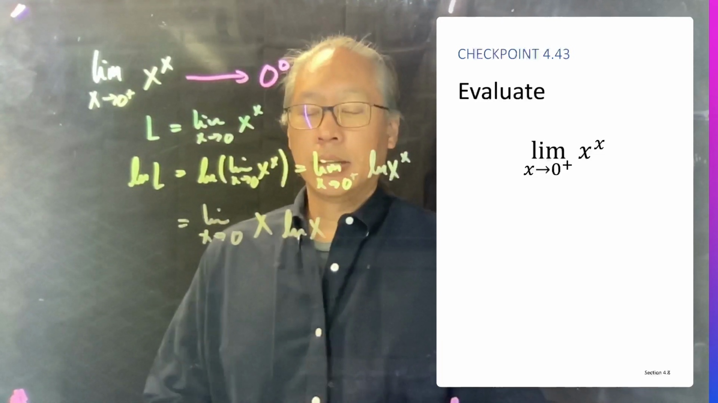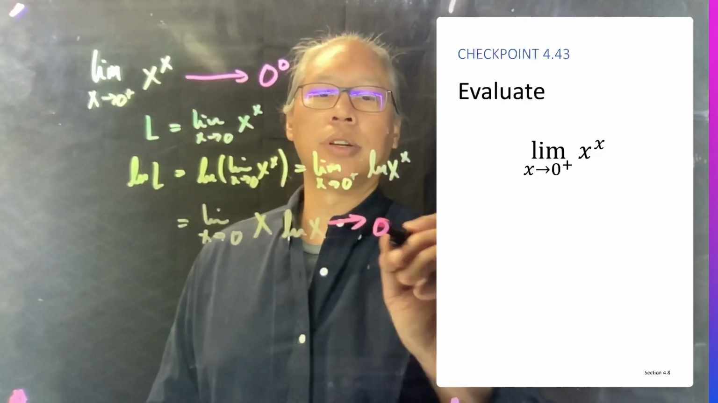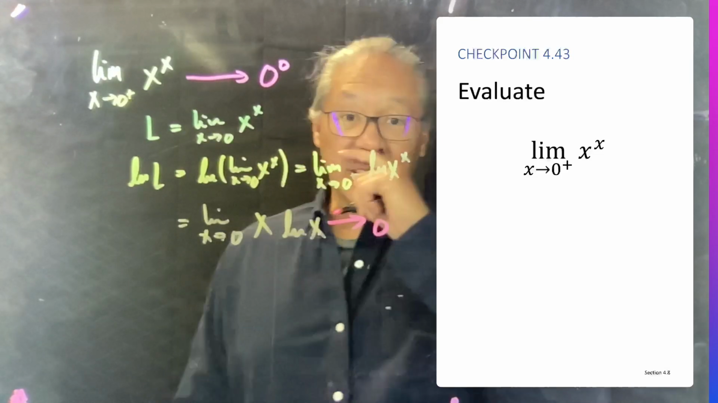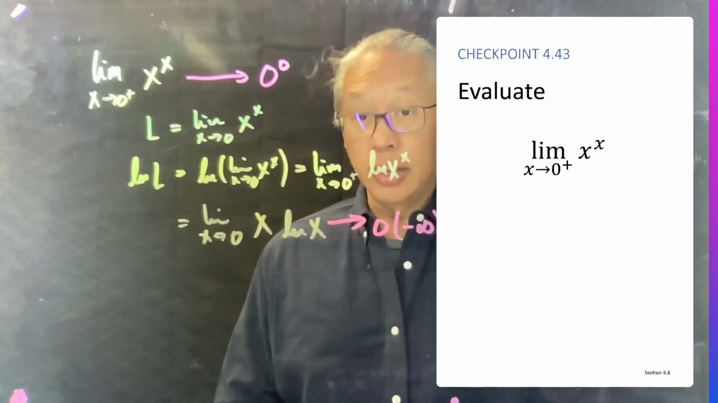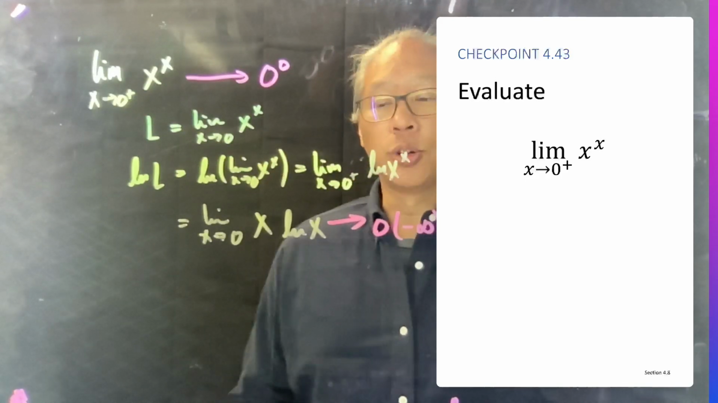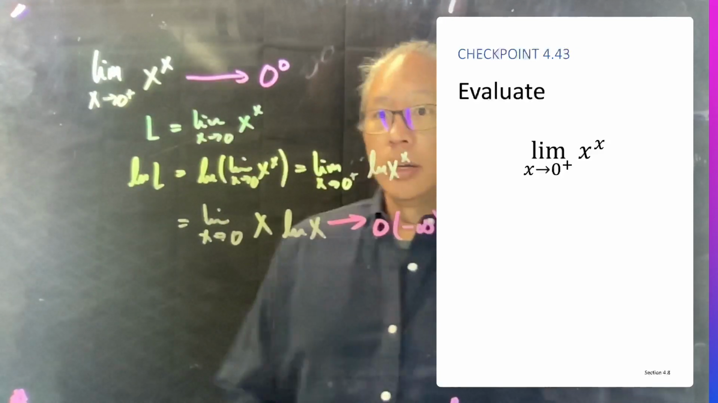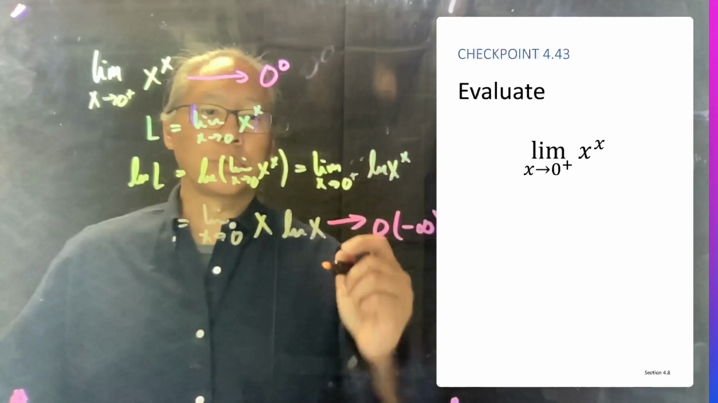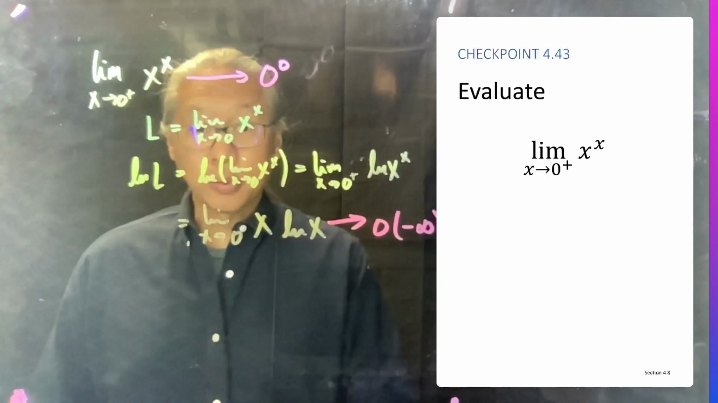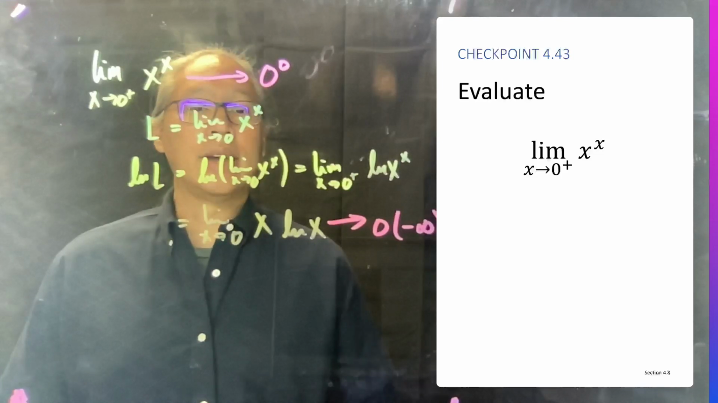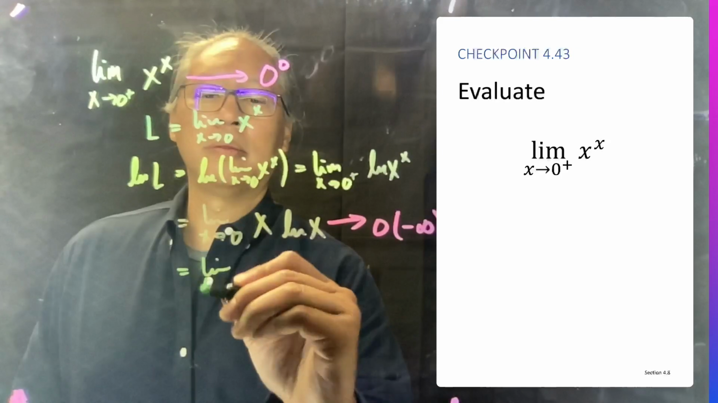Now, if we take the limit as x goes to 0 here, this will become 0. And ln of 0 will actually go down to negative infinity. So this is a 0 times infinity sort of indeterminate form. So we're going to want to use L'Hopital's rule here. But we can't use L'Hopital's rule just yet because we need to rewrite it first as a fraction. And we'll try to do that.